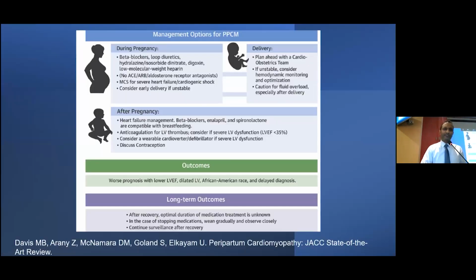So what about during pregnancy? What are the drugs we can give? You can give beta blockers, loop diuretics, hydralazine, isosorbide dinitrate, digoxin, and heparin, but you should not give ACE inhibitors, ARBs, or aldosterone receptor antagonists.